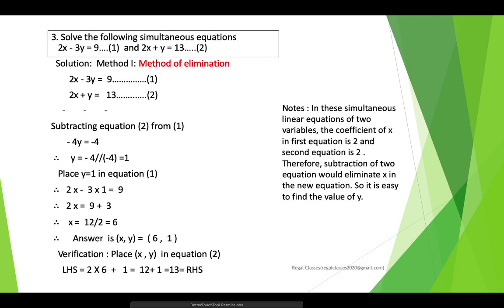Now here I have used two methods. One is method of elimination, which is this particular one, and also method of substitution in the next slide. So here you can go through using method of elimination where the coefficient of x is 2 in the first equation. The second equation is also 2, so you subtract equation 2 from 1 and you can get the solution.